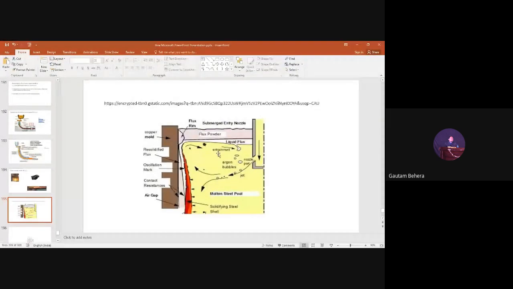So this is the last content we have. You can see this is a very good image. This is a mold, water cooled copper mold. You can see, I have shown you the half part. So this is the middle part, you can imagine.